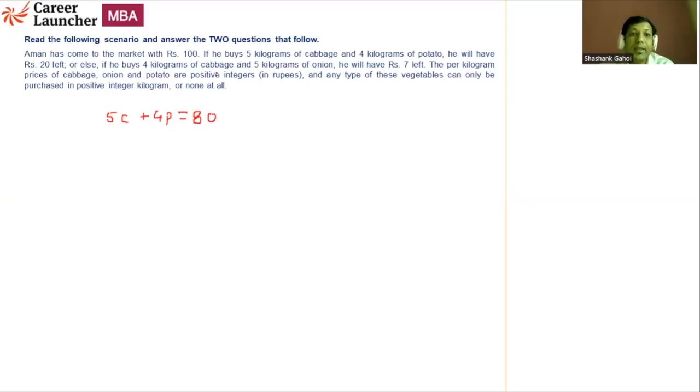Okay. If he buys 4 kg of cabbage, that is 4C, and 5 kg of onion, so instead of taking the price of onion as O, I am going to take it as X, and then he has 7 rupees left. So that comes out to be 93. The per kg prices of cabbage, onion, and potato are all positive integers, and any type of vegetables can be purchased. Okay. So price and quantity are both integers itself.